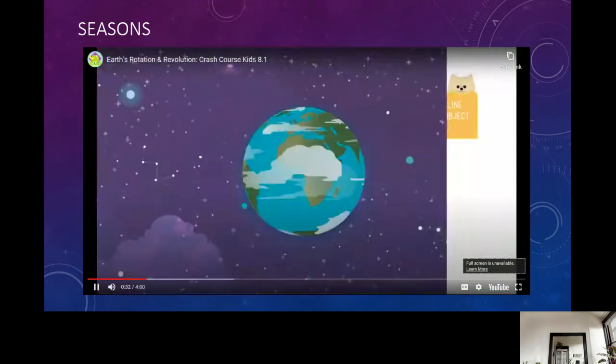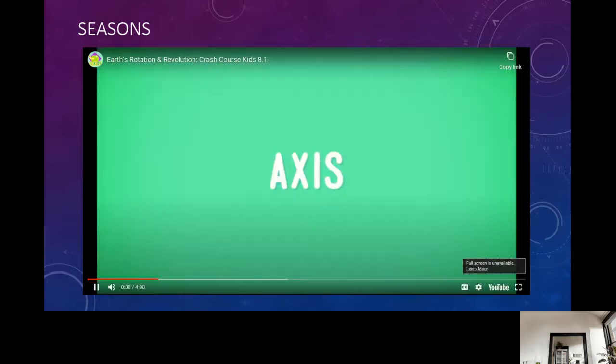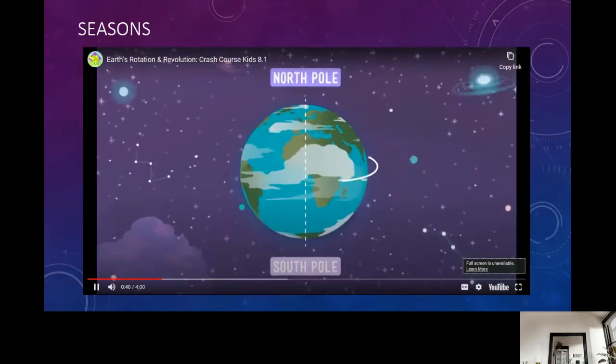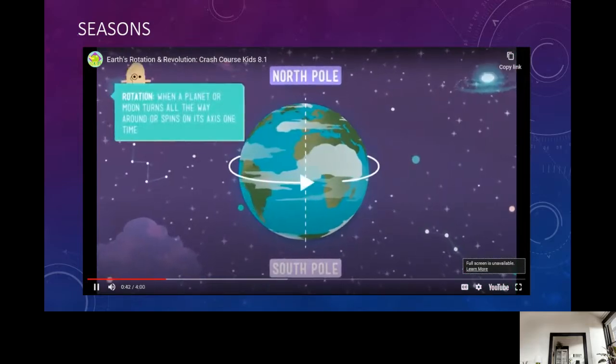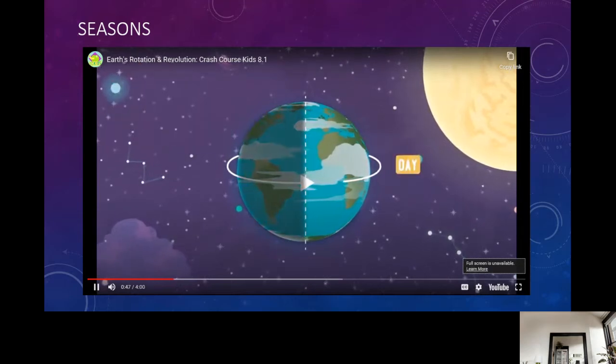spinning on its axis. Imagine a line passing through the center of the Earth that goes both through the North Pole and the South Pole. We call that invisible line the axis. Earth spins around on this axis like a top. This spinning movement is called the Earth's rotation, and the Earth's rotation is what gives us day and night.